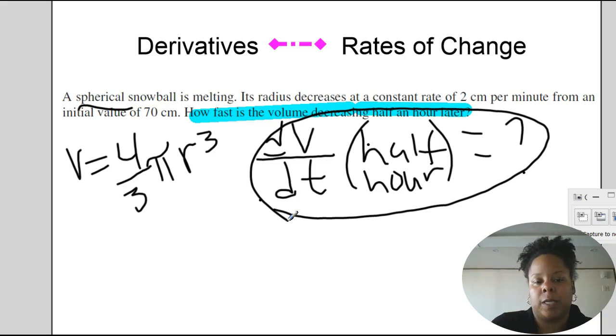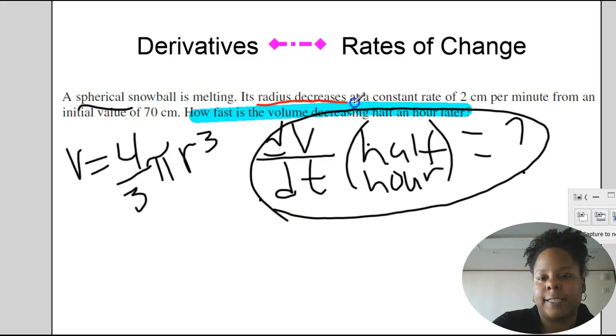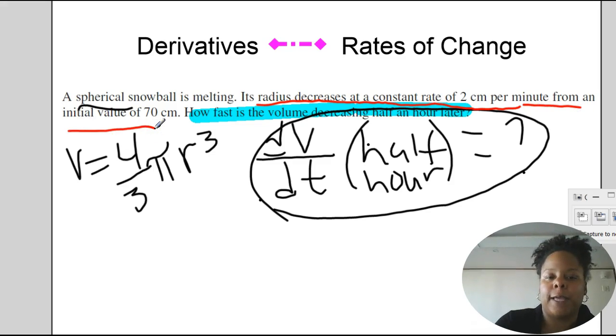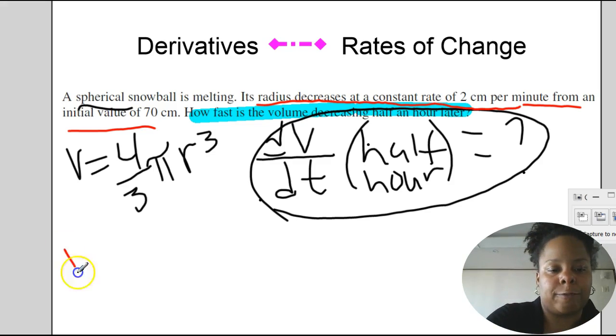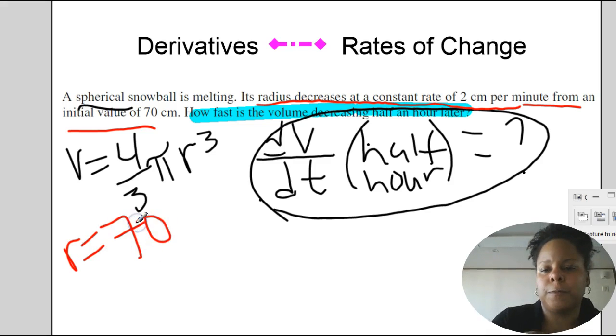But volume is in terms of radius and not time. So I need some function that relates the radius with time. In this case, it says that the radius decreases at a rate of 2 centimeters per minute from an initial value of 70 centimeters. Now I have my relationship of radius and time: the radius is going to be equal to the initial value of 70, and the slope, because it decreases at a constant rate, which means it's going to be a line. The radius function is a line, and the slope is -2 centimeters per minute.